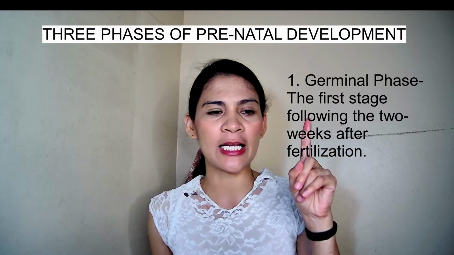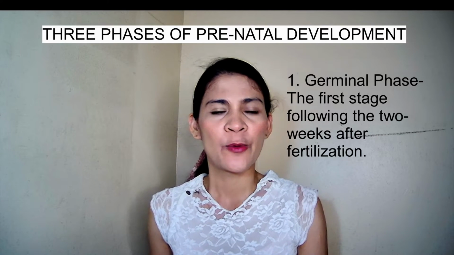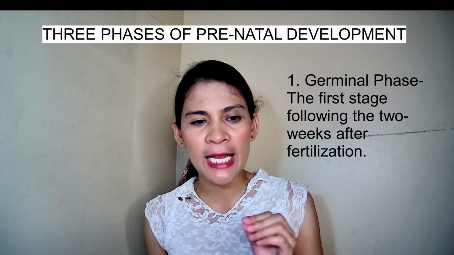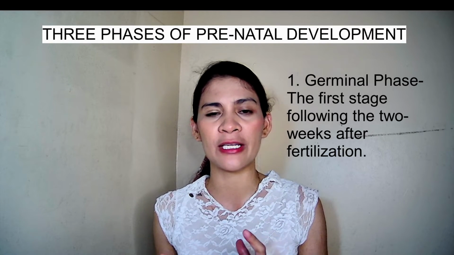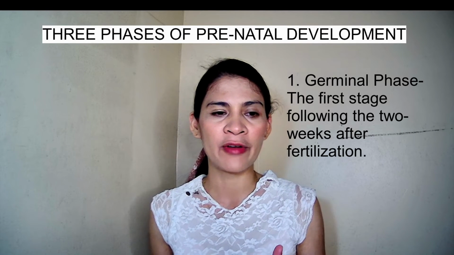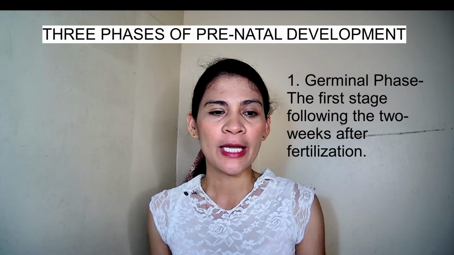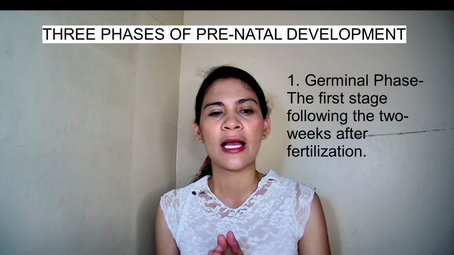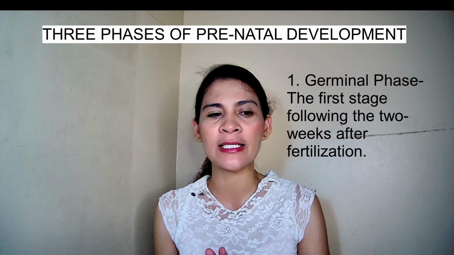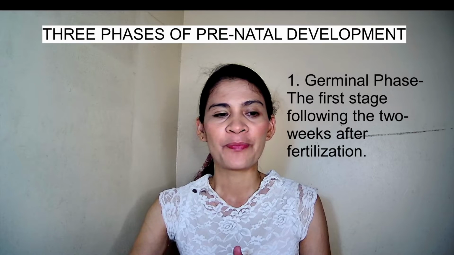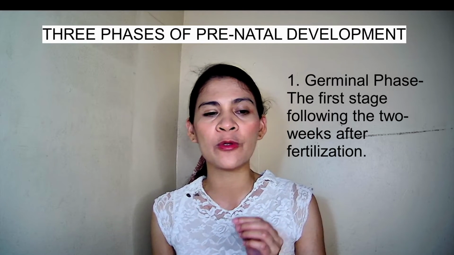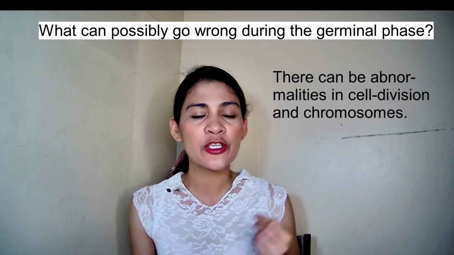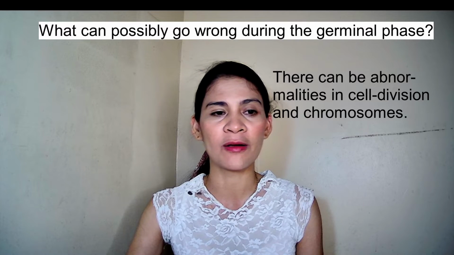Okay, the first is the germinal phase. So what is the germinal phase? The germinal phase is the first stage, the first 2 weeks following fertilization. This is the first stage of prenatal development. Here, cell division and implantation happen. But what can go wrong during the germinal phase? Do you think there is a risk? What can possibly go wrong?